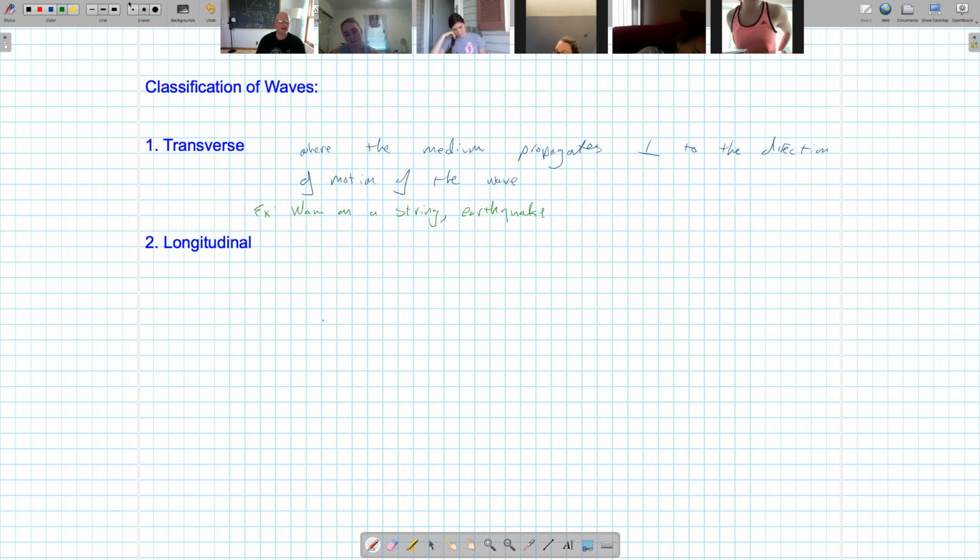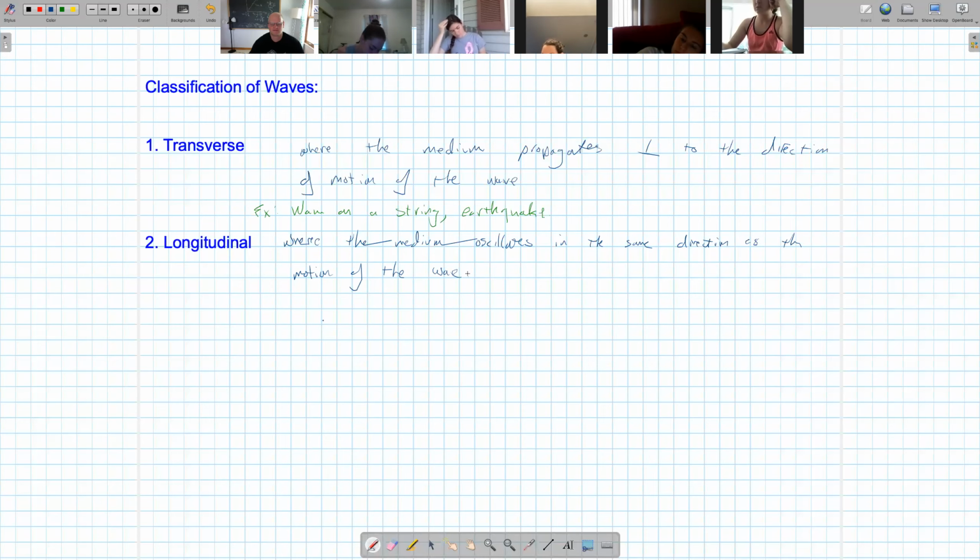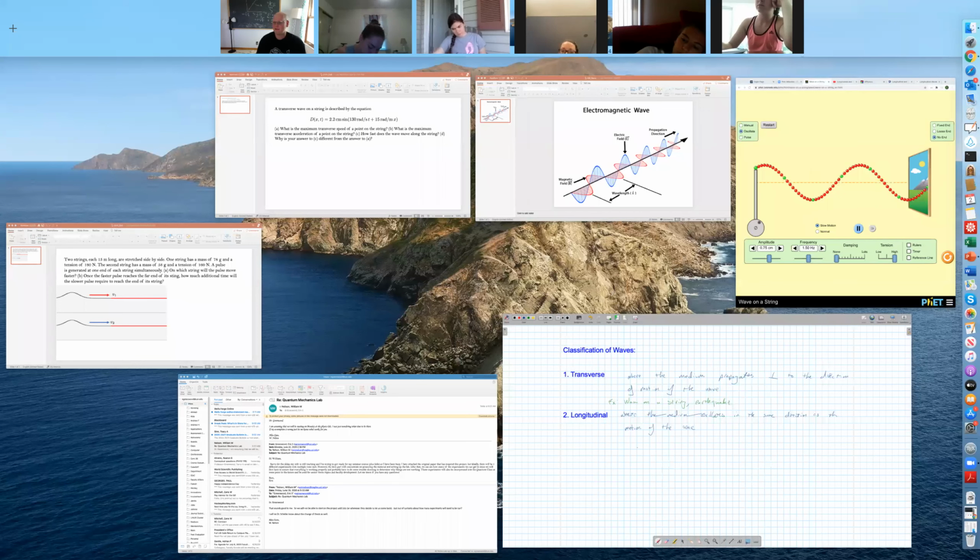A longitudinal wave is a wave where the medium propagates in the same direction as the travel of the wave. So here, the medium oscillates in the same direction as the motion of the wave. An example of that would be, let's do this one first.